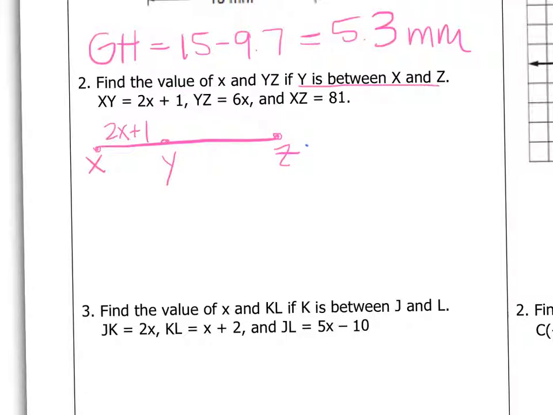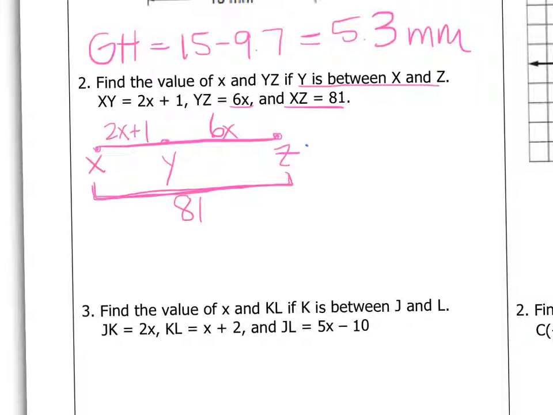I'm going to do the same thing with the length of YZ. I'm going to take that 6x, I'll write it above segment YZ. And then finally, I'm told that XZ, so that's the entire segment, is equal to 81. So we have an expression for the first part, we have an expression for the second part, we have a length for the whole thing.